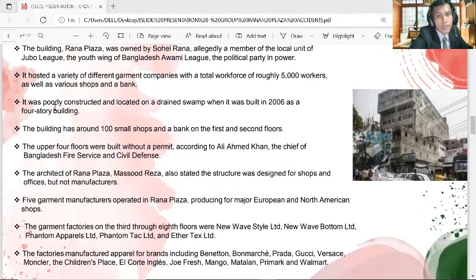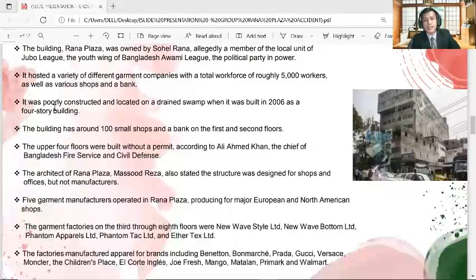To continue, the upper 4 floors were built without a permit, according to Ali Ahmed Khan, the chief of Bangladesh Fire Service and Civil Defense. The architect of Rana Plaza, Masood Reza, also stated the structure was designed for shops and offices, but not manufacturers.